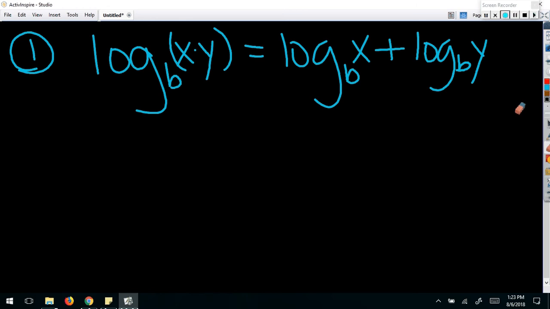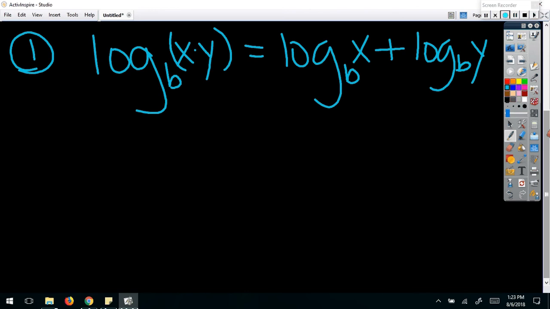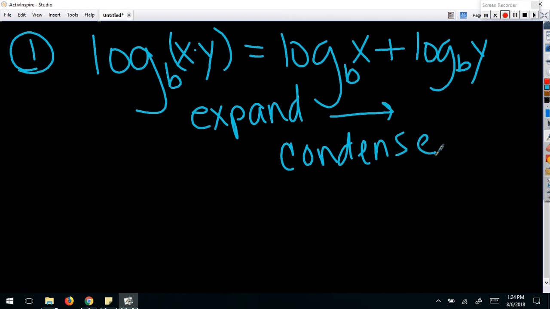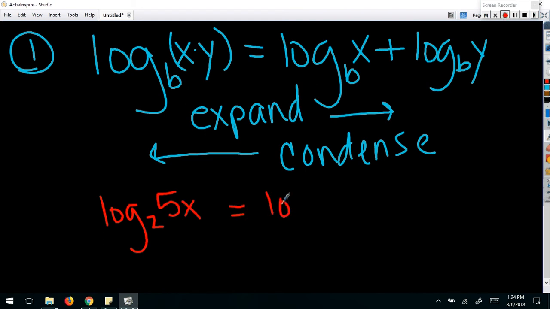And what I do is if I start on the left and I move to the right, this is what we call expanding, because it's making the expression bigger. And if I start on the right and move to the left, that's what we call condensing. Okay, so if I had something like log base 2 of 5x, I could expand that to be log base 2 of 5 plus log base 2 of x.